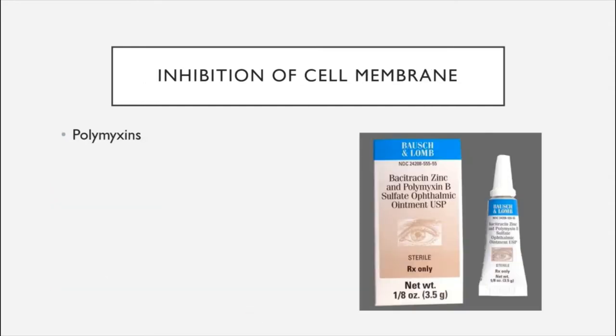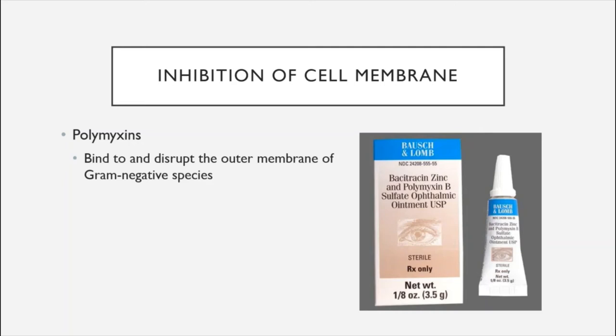We can contrast the broad spectrum of activity seen in drugs that inhibit protein synthesis to the narrow spectrum of activity in drugs that inhibit cell membranes. Polymyxins are a class that bind to and disrupt the outer membrane of gram-negative species. This, of course, gives them a narrow spectrum of activity because they do not work broadly against all species of bacteria, only those that have an outer membrane, which is capable of disruption in this manner.